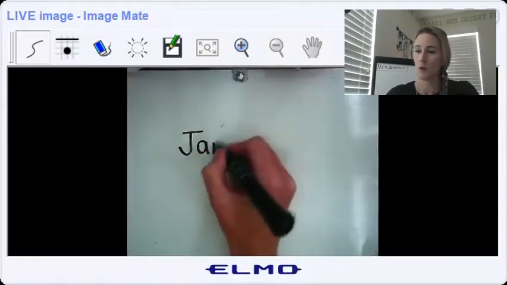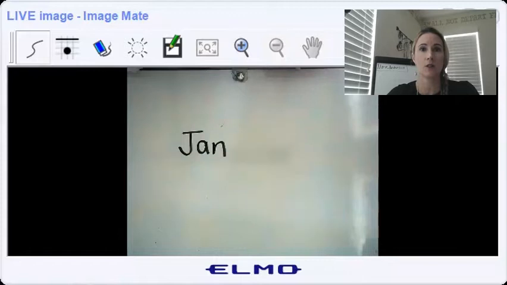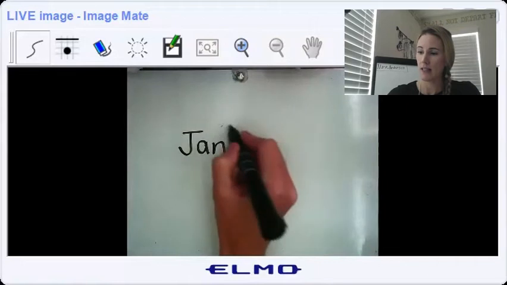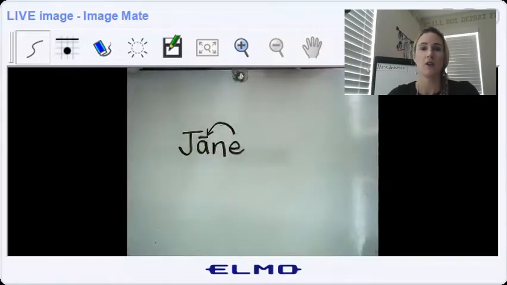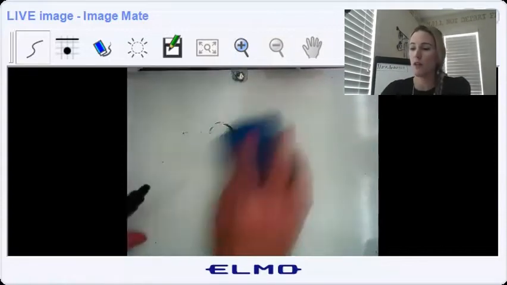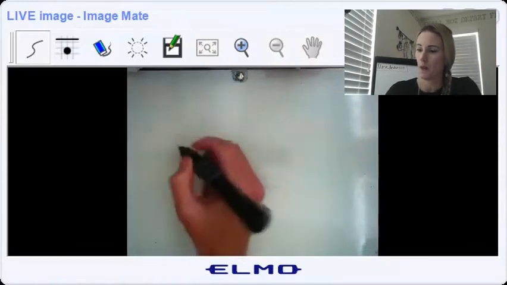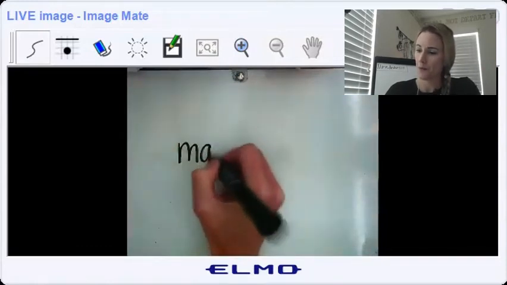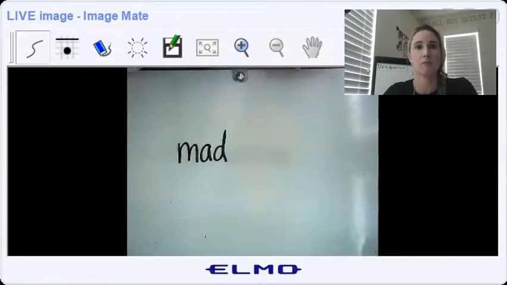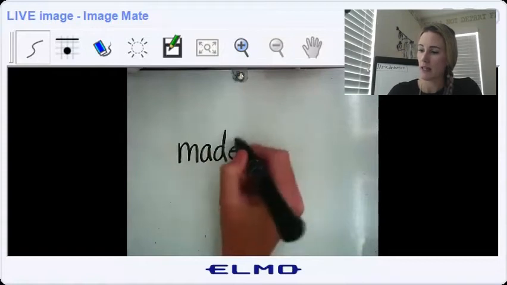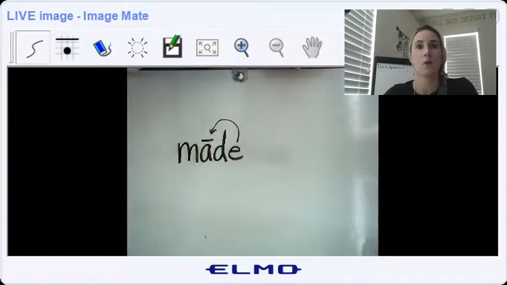So if you see a word like this, that's a closed syllable word, so you would say Jan. As soon as we put this silent E at the end, your word changes to Jane. That's a long vowel. Jane will be one of the characters in your story this week. Another word that's a closed syllable is mad. That's your short A vowel sound. As soon as I put my silent E on the end, now my word says made, and I have my long A vowel sound.